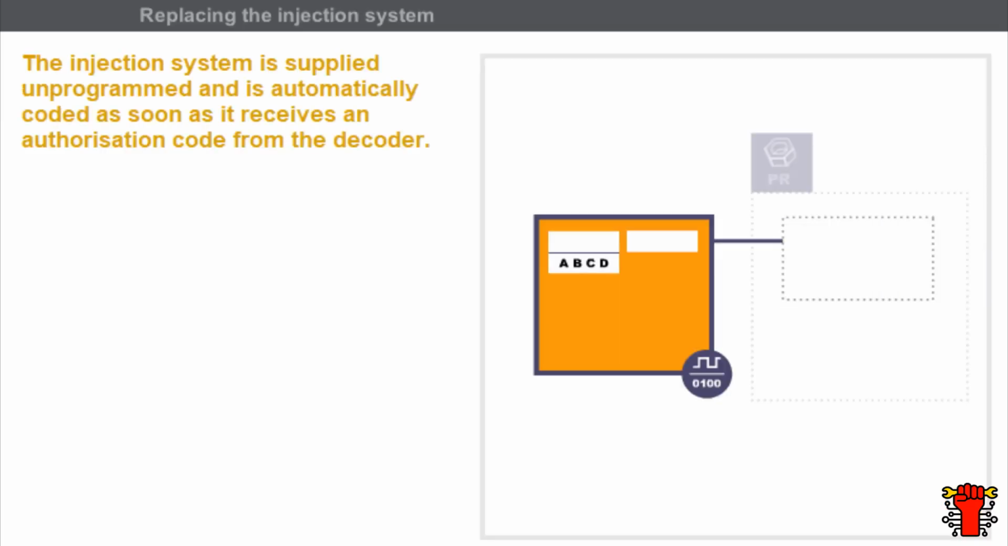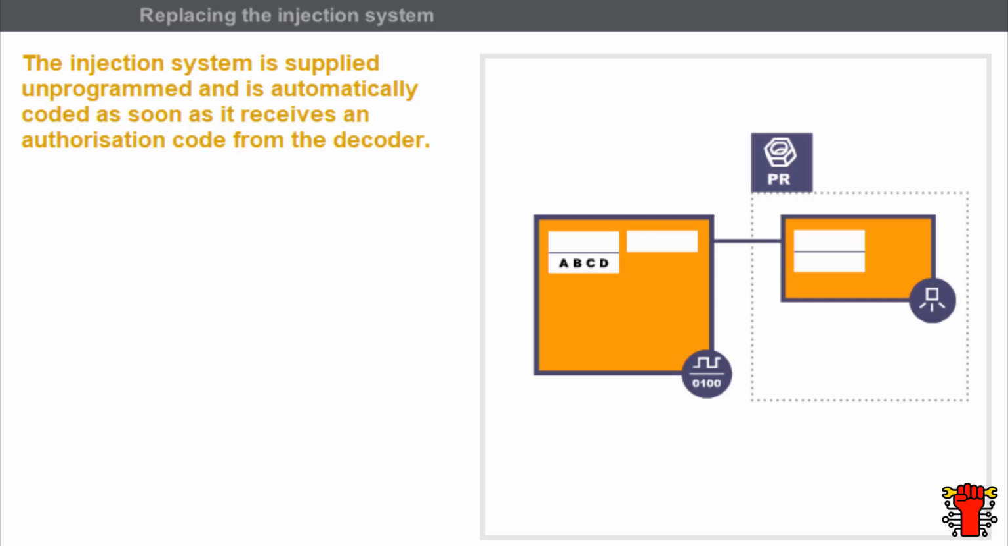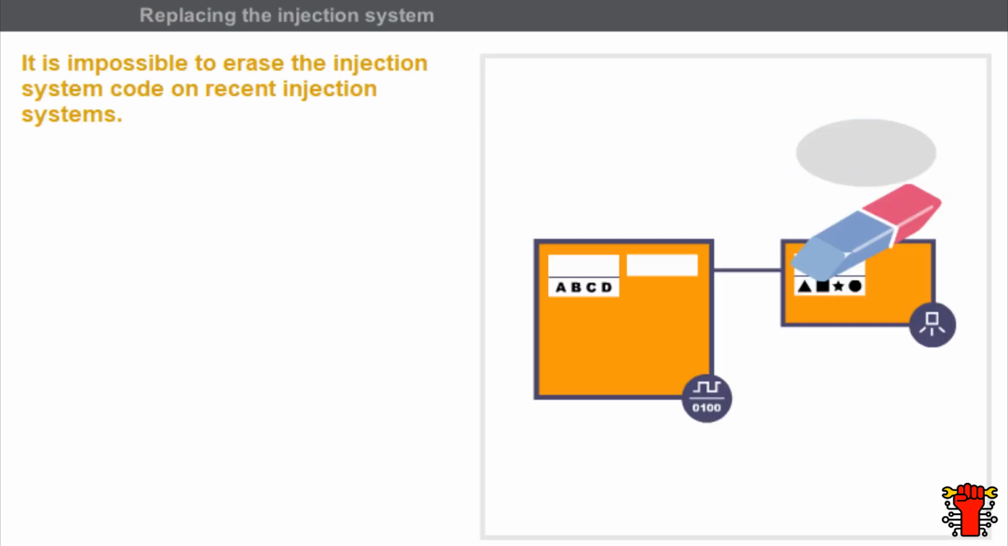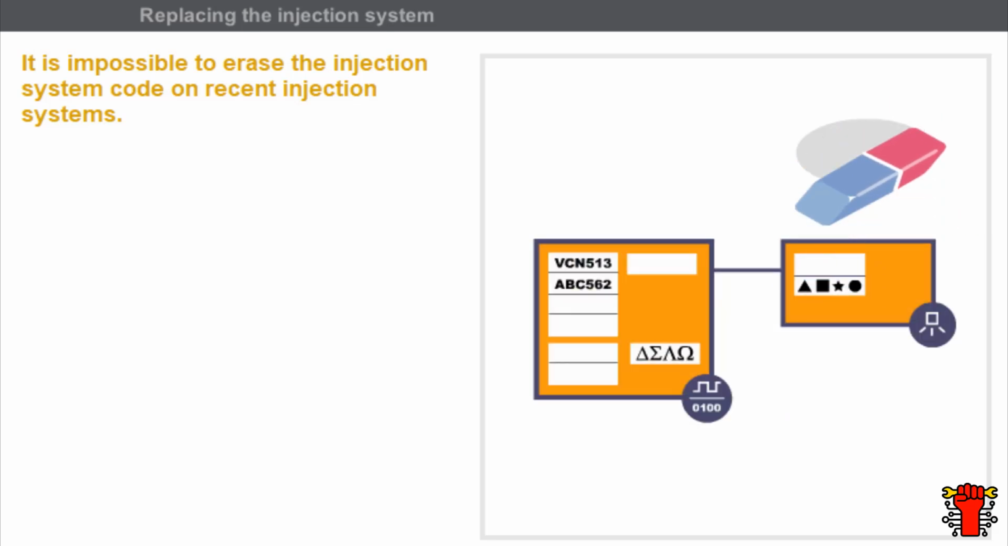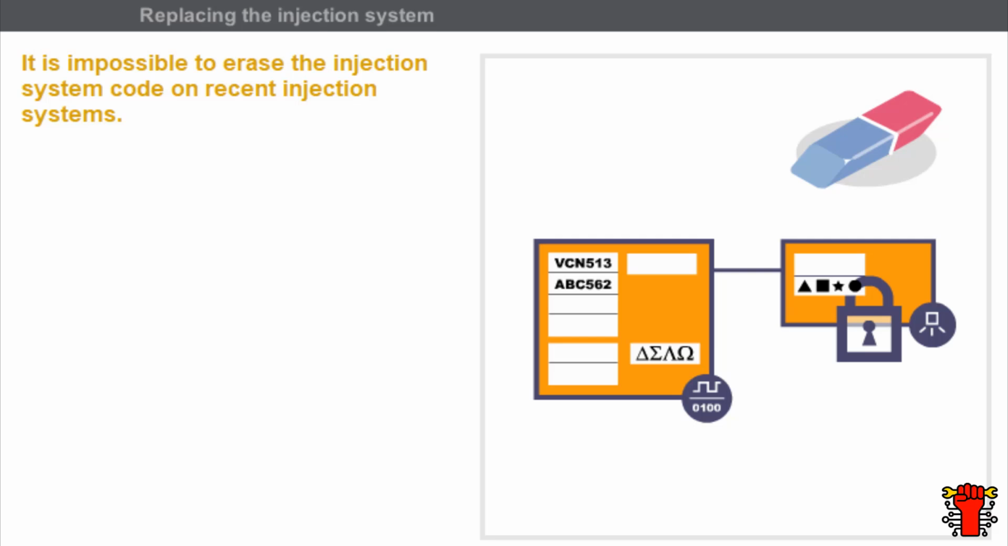When replacing an injection system that has been supplied unprogrammed, the immobiliser system code must be programmed. The injection system is automatically coded as soon as it receives an authorization code from the decoder. It is possible to erase the injection system code on the first injection systems. It is impossible to erase the injection system code on recent injection systems.